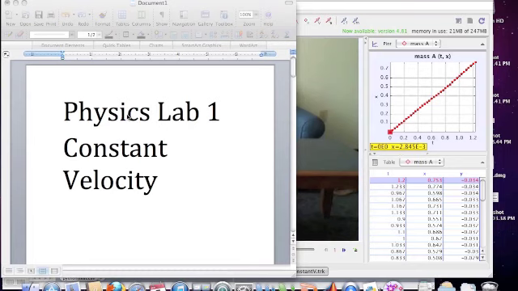Today's lab will be focusing on constant velocity motion. Constant velocity motion is motion in which the speed has a constant magnitude and direction. There's no change in the direction, no speeding up, no stopping, or slowing down.